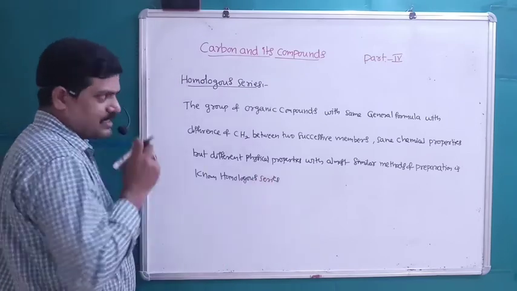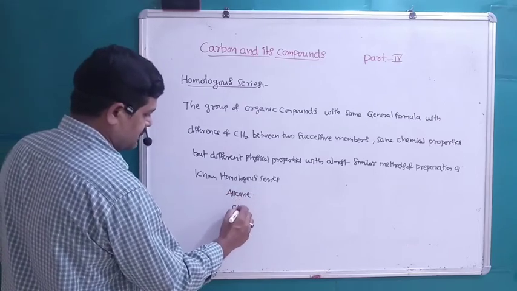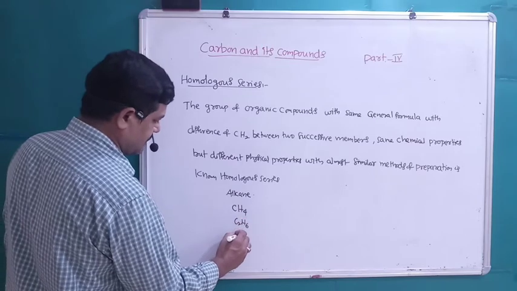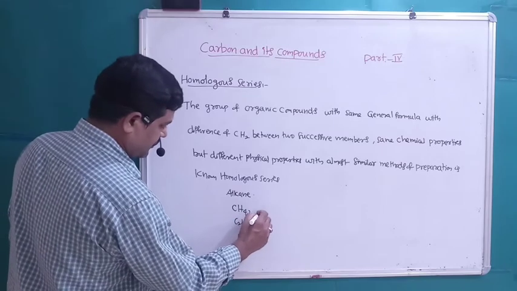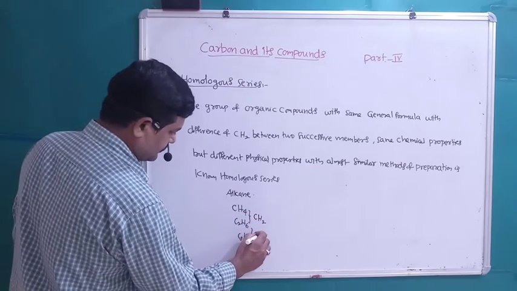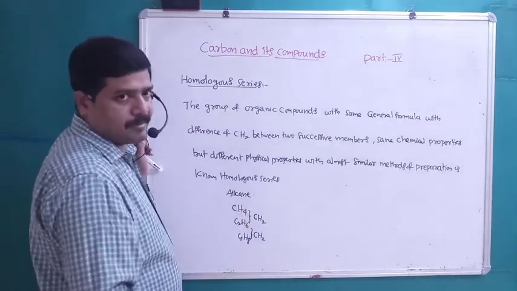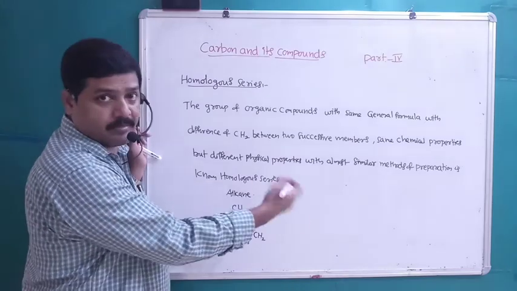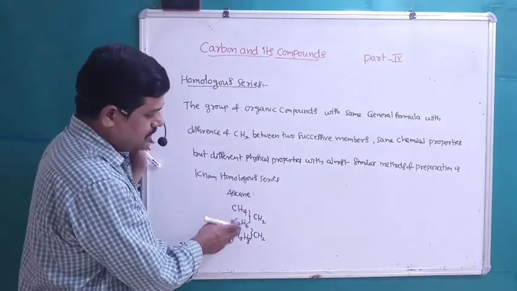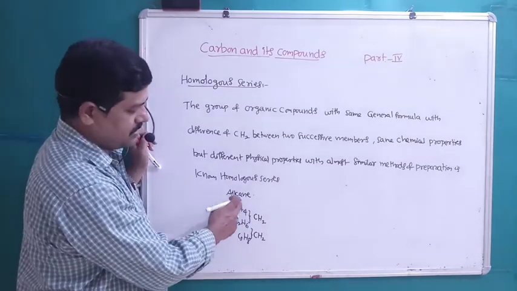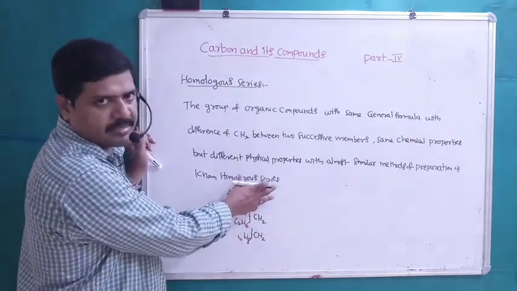Friends, when we are taking alkanes, the first alkane is CH4, the second one is C2H6, the third one is C3H8. The successive members should differ by CH2 and have the same general formula, different physical properties like boiling point, melting points. Those properties may be different. It is completely different, but chemical properties are similar. Same methods of preparation. That set of compounds is called a homologous series.